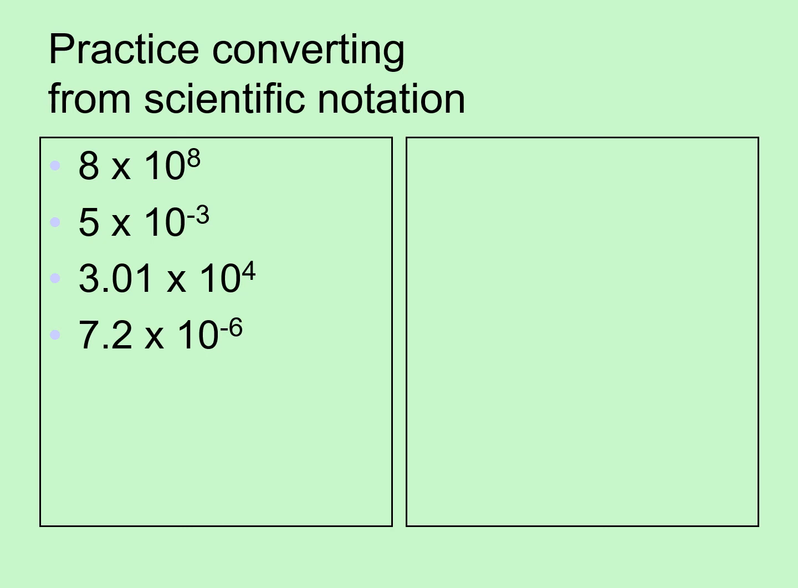Let's do the opposite direction. If you are given 8 times 10 to the 8th power, that means 8 times 10 times 10 times 10 times 10 times 10 times 10 times 10 times 10, which is 800 million. 5 times 10 to the minus 3 means divide by 10 3 times or multiply by 1/10 3 times. That would be 0.005.